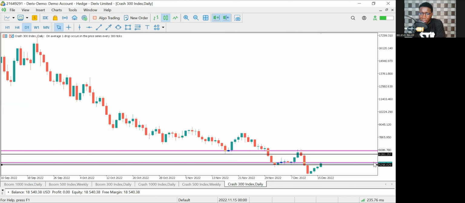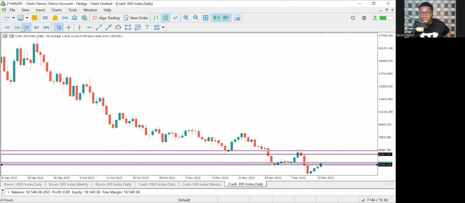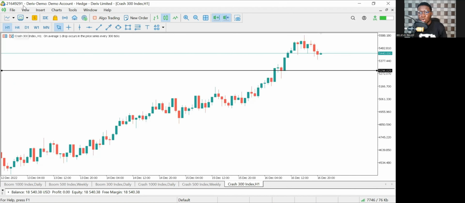Till it breaks this principle of lower highs and lower lows, we don't say the downtrend is in compromise. For now, the entries you are supposed to be looking out for are only sell entries, till you see on these time frames that the lower highs and lower lows have been broken. Then you know that this downtrend is now in trouble.